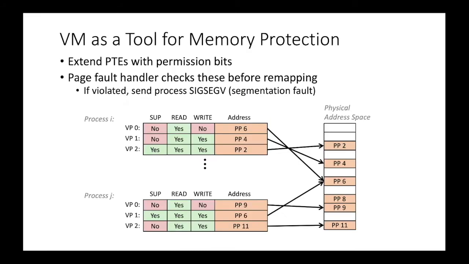Let's talk about virtual memory as a tool for memory protection. The idea is simple. We add permission bits to page table entries in the page table, and the page fault handler checks these bits before remapping. If violated, it sends the segmentation fault message.